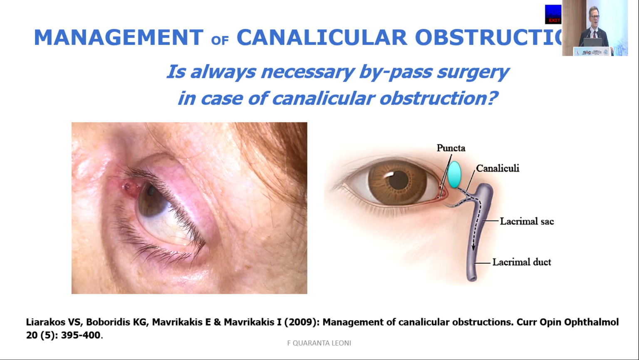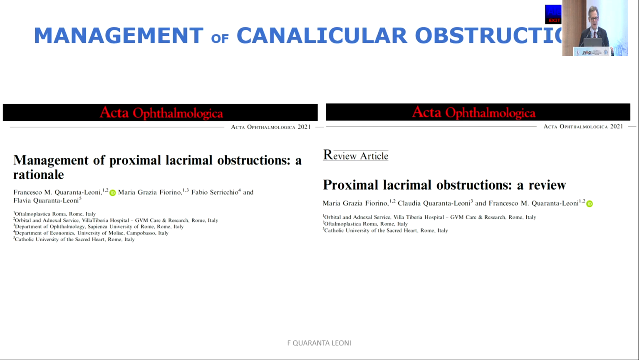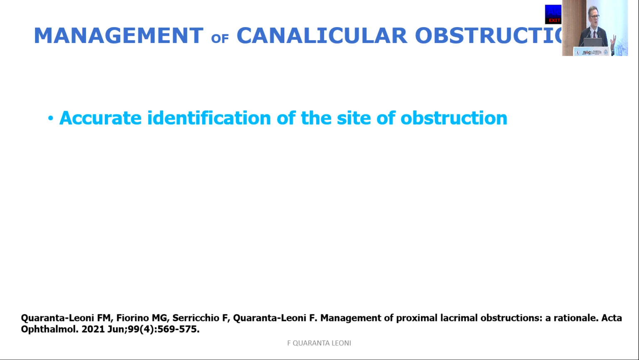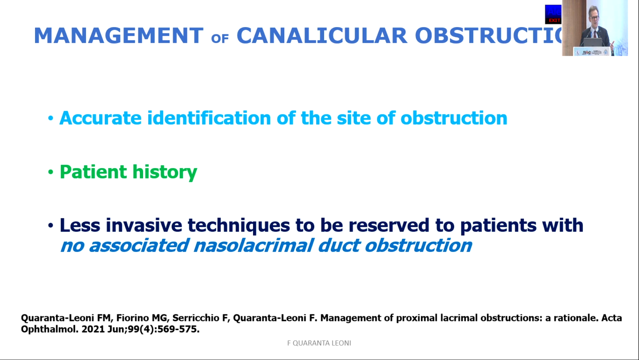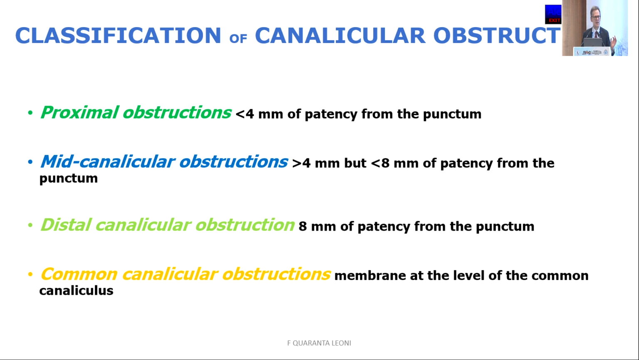Well, this is a question we have tried to answer in the recent past, first by examining all our past cases about it, and then reviewing the literature about this difficult topic. What we found out can be summarized in three main sentences. Accurate identification of the site of the obstruction is very important. Then, as anywhere and everywhere in medicine, patient history. This is because less invasive techniques, which are very popular now, are to be reserved for patients with no associated nasolacrimal duct obstruction. So, first topic, clearly identify where the canalicular obstruction is.